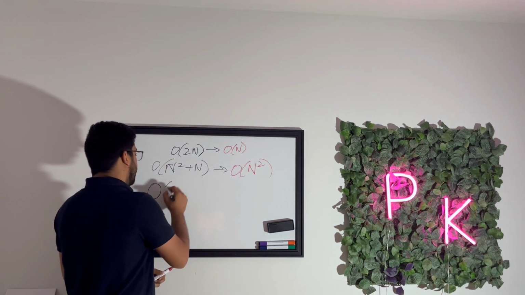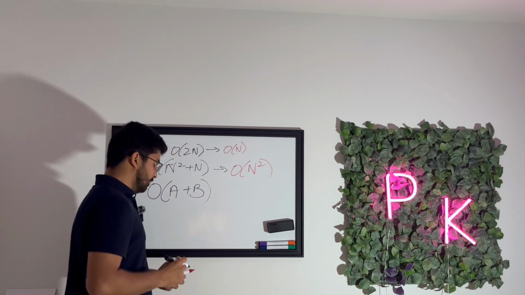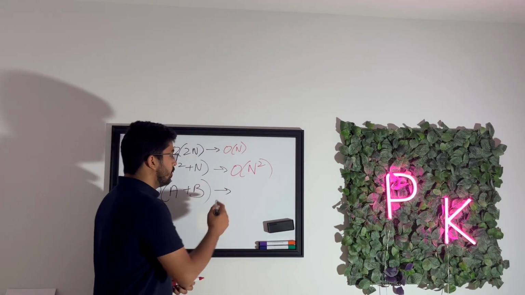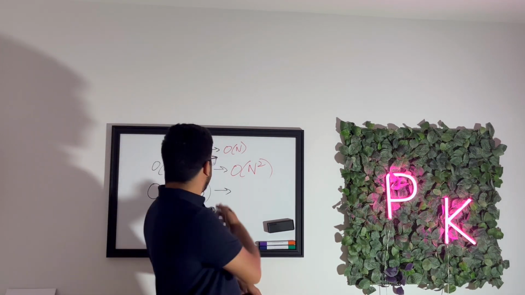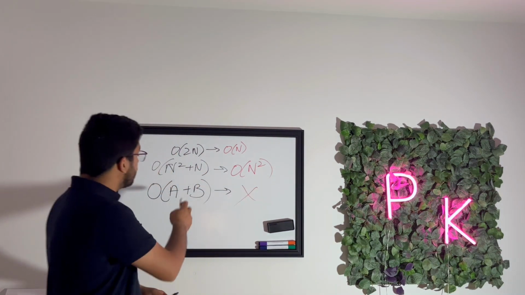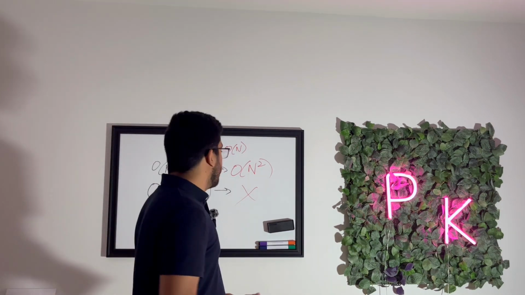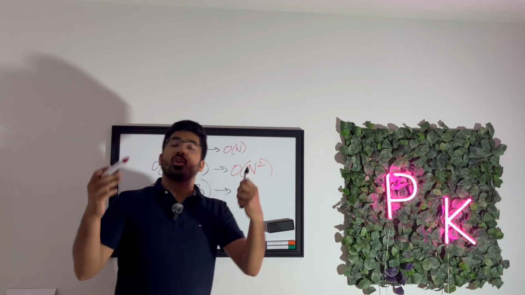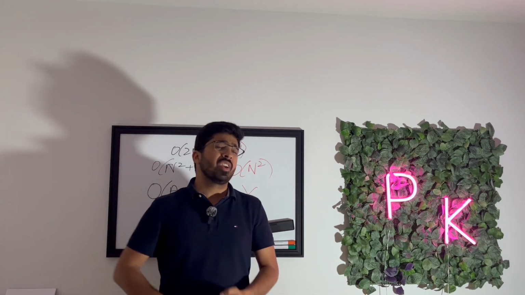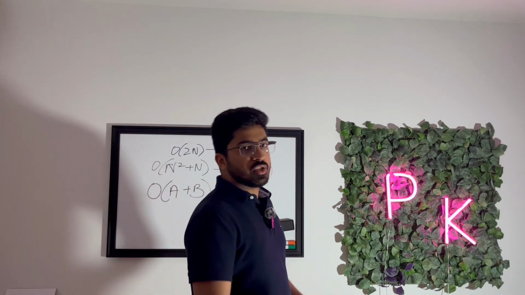What is O of A plus B? A lot of people get this one wrong. Can this be improved? Can this be reduced to anything? Well, no. Why not? Because we don't know the relation between A and B. We have no idea how they are related to each other, so we don't know what is the more dominant term or what's the constant term, so we cannot really remove anything over here. I hope it makes sense, and if it does, let's start solving some problems.